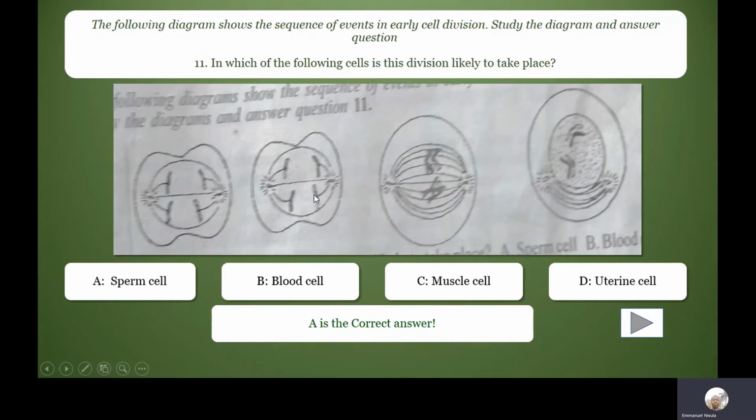In the other type of cell division that leads to production of somatic cells, like you have in B, C, D, chromatids, that's half of a chromosome, separate at the anaphase stage. But here it is chromosomes that are separating at the anaphase stage. So this happens in meiosis, and it leads to production of sperm cells. So the correct option here is A.